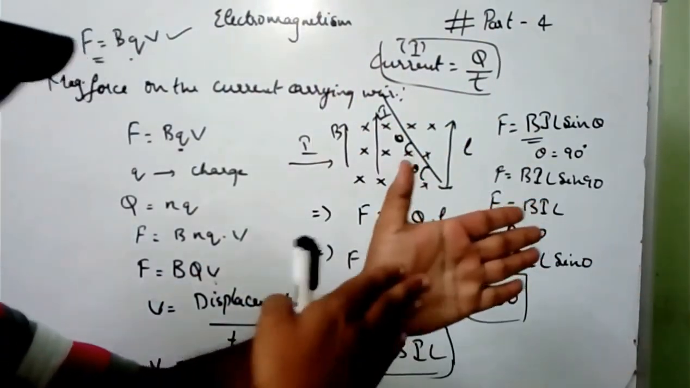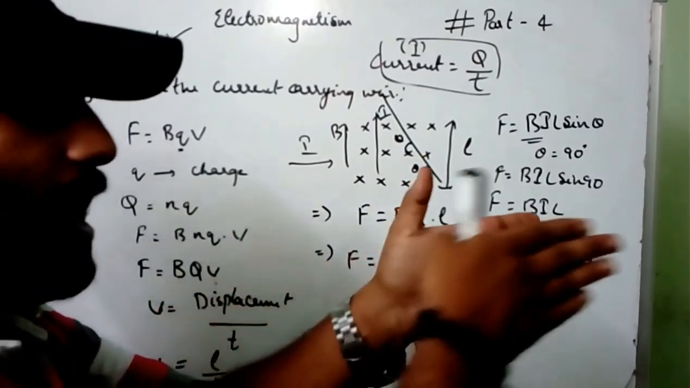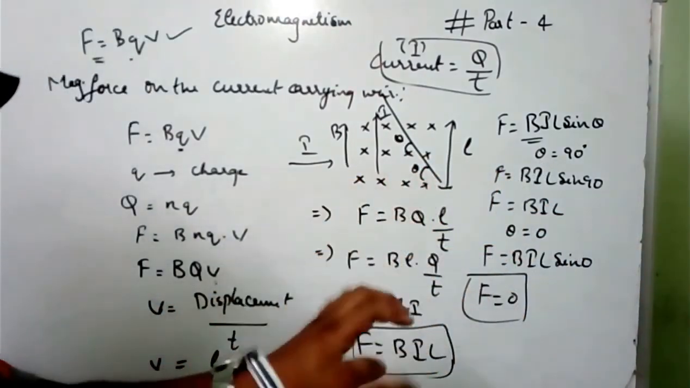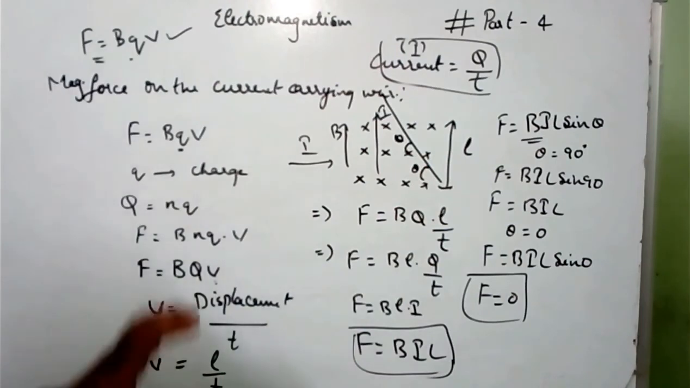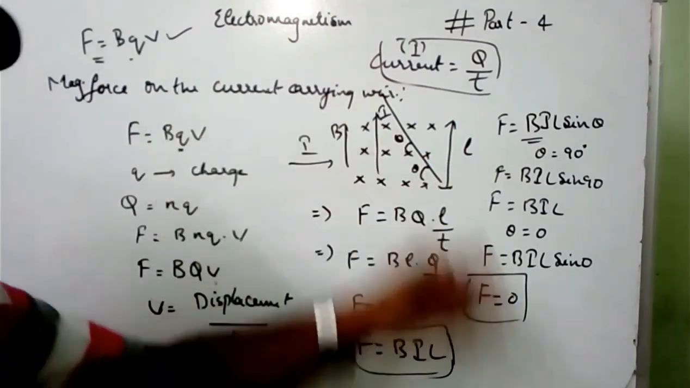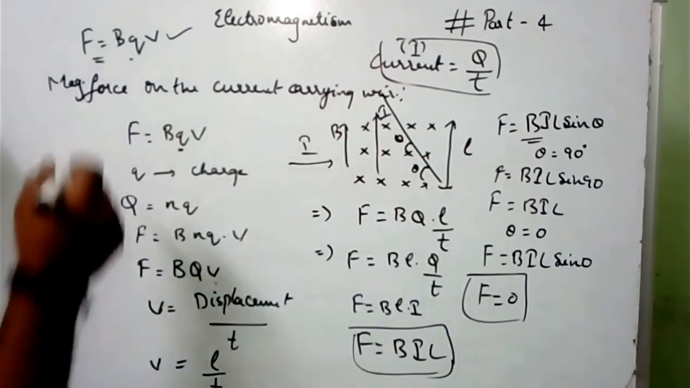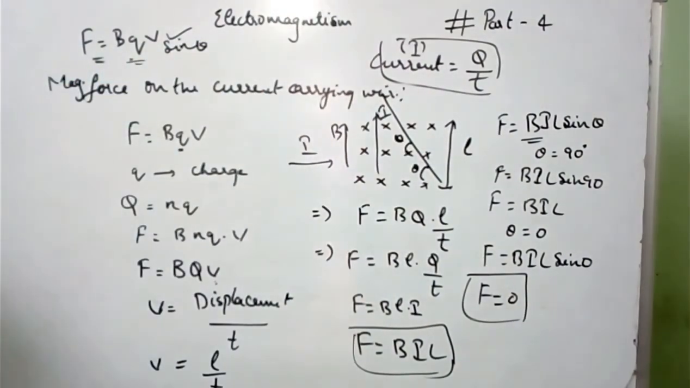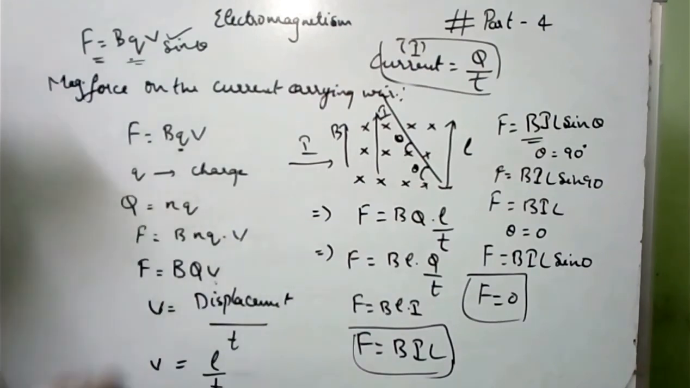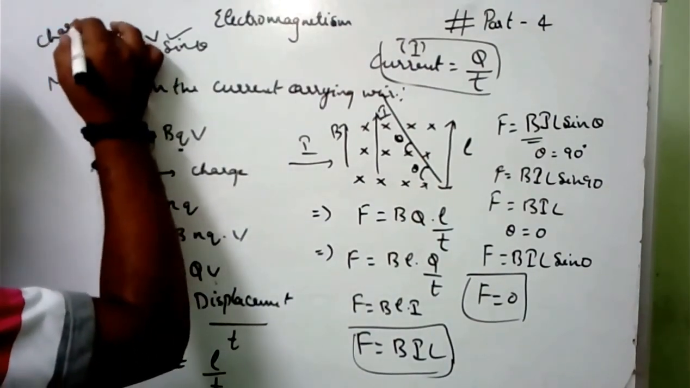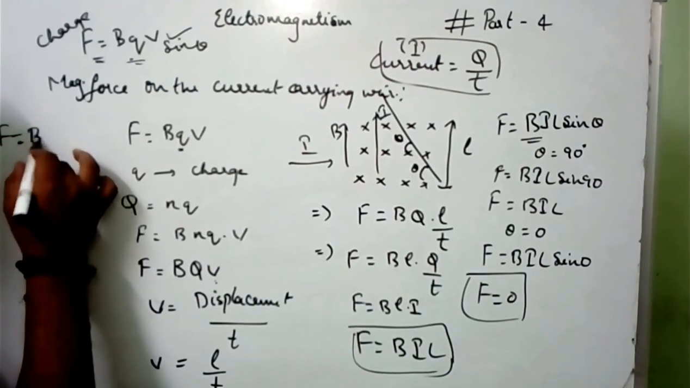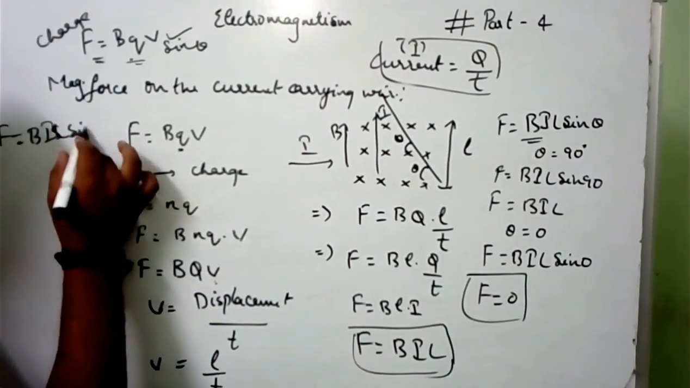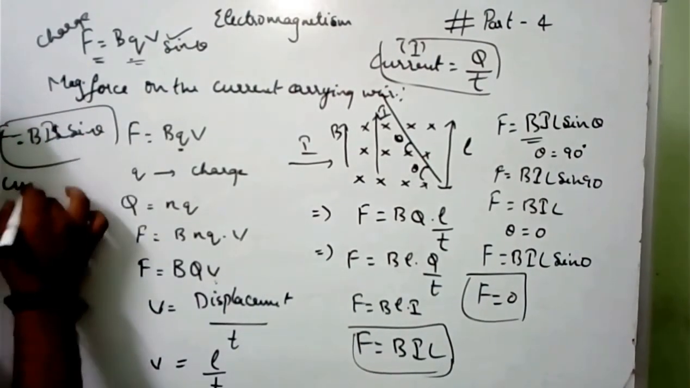Think that this is our magnetic field and this is our current. If the current is moving parallel to the field, we can observe that there will be no force on the current. Understood everyone? So F is equal to BQV sine theta is for the charge, and F is equal to BIL sine theta is for our current.